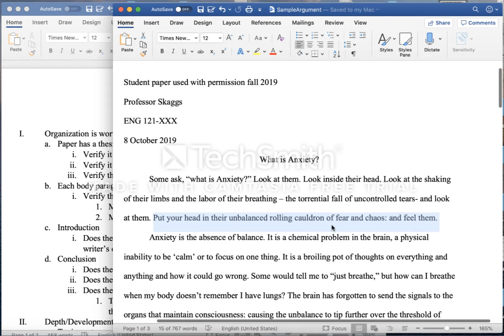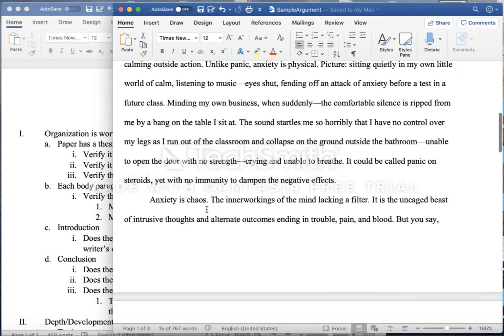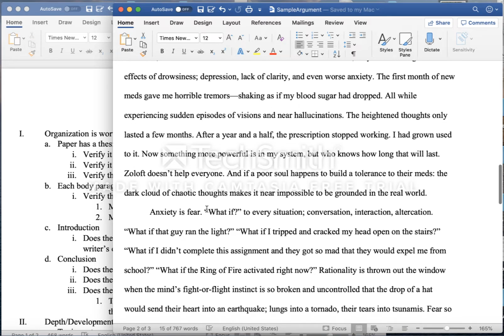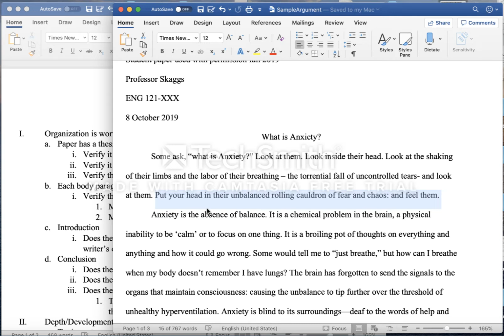The next one is then fear and chaos. If you go to her next paragraphs, anxiety is chaos, anxiety is fear. So the student did have that going for them. It was in the right place. It needs to be underlined, but the topic should also be in that thesis statement.